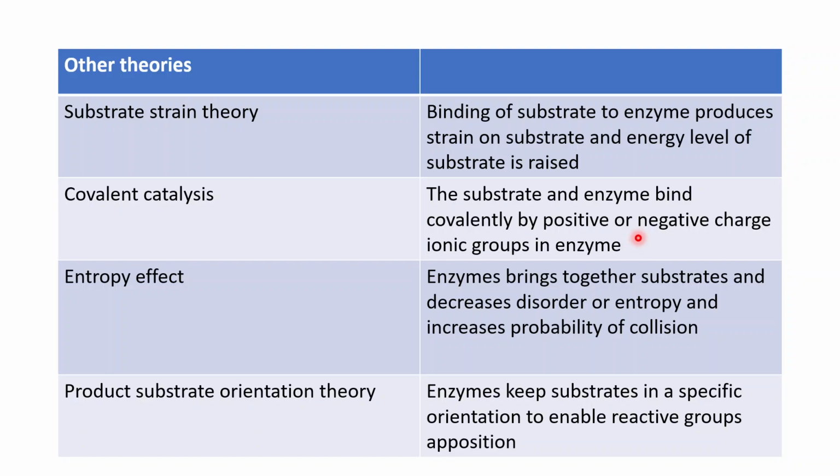So in covalent catalysis, there's binding of positive and negative charges between the enzyme and the substrate. Then there is the entropy effect. The theory explains that enzymes bring the substrates together and decrease the disorder, or entropy, and increase the probability of collision. In this case the enzyme is just bringing the substrates together and hoping that these two substrates will collide with each other and bring about a reaction. So this is known as the entropy effect.